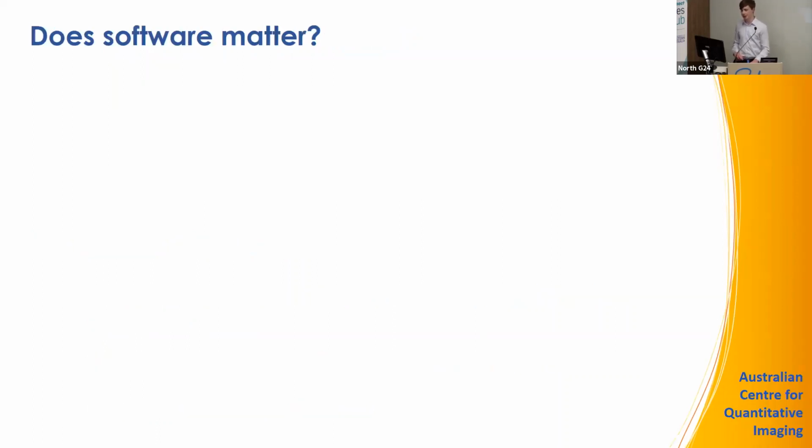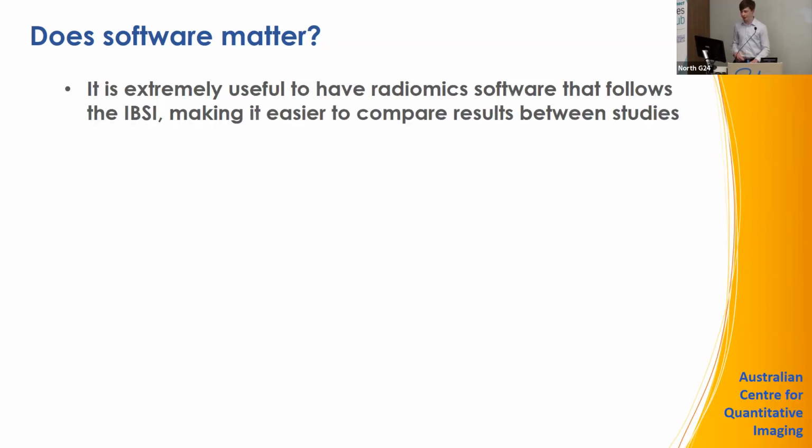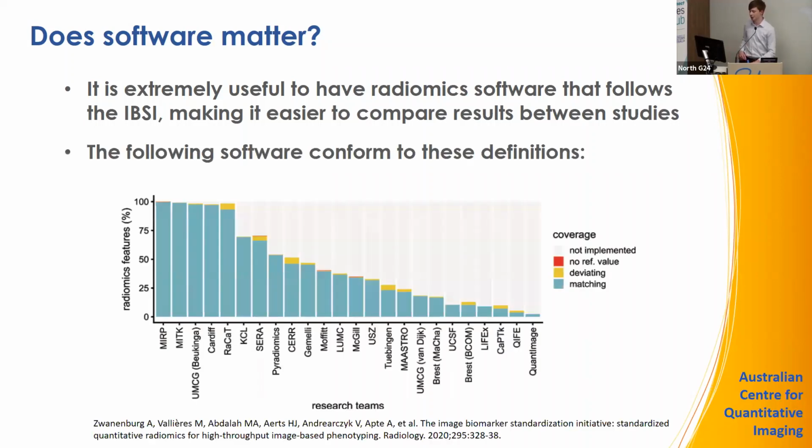So does software matter? Not everyone wants to create their own software. They usually go hunting on the internet. And so it is extremely useful to have radiomics software that follows the IBSI, making it easier to compare results between studies. The following software conform to these definitions. This figure is taken from a paper by the authors of the IBSI, and they went to all these research teams with their software and gave them reference values to see if they could match them and if they deviated. And you can see there are a lot of teams here that are conforming to the IBSI.